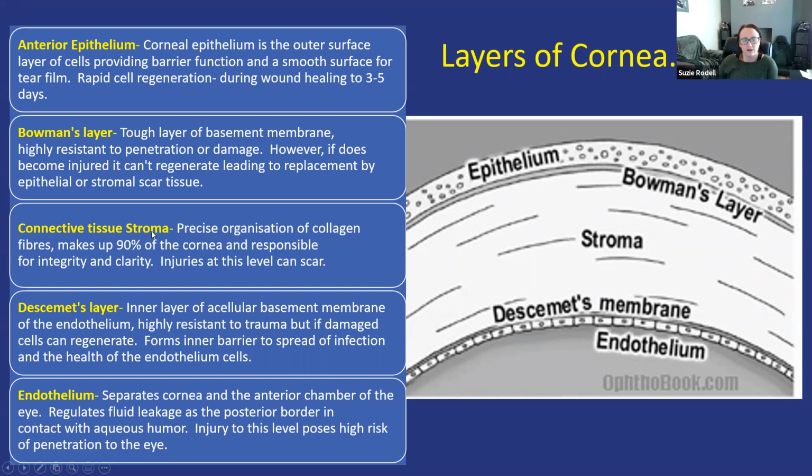The fourth layer underneath is Descemet's layer. So this is the inner layer basement membrane of endothelium, and highly resistant to trauma, but again, cells can regenerate. Not sure how effective this is, because if you've got an injury that is down to this level, then you're in trouble anyway.